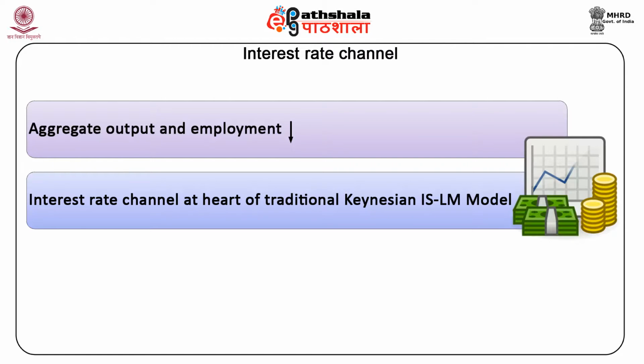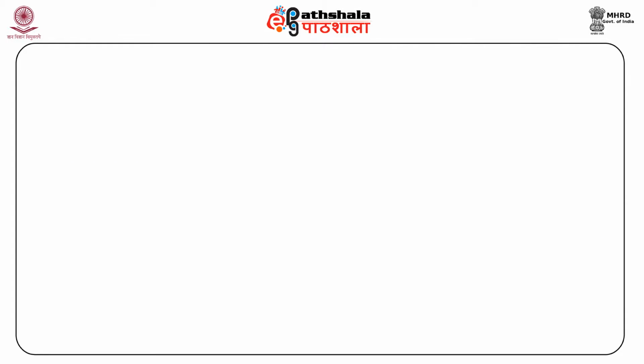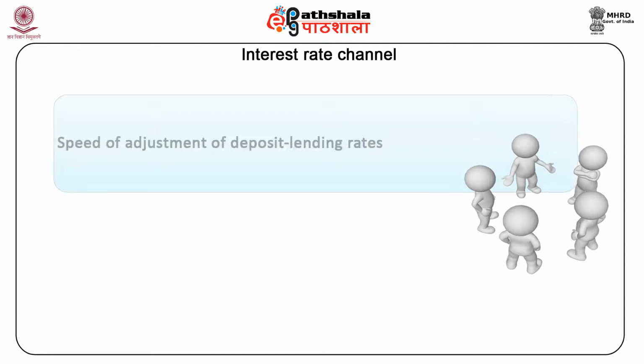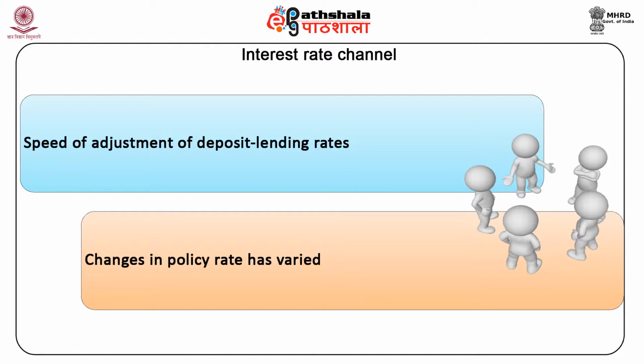However, there is evidence of asymmetric adjustment to monetary policy through the interest rate channel. That is, the lending rate adjusts more quickly to monetary tightening than to loosening. In addition, the speed of adjustment of deposit and lending rates to changes in the policy rate has varied through the years.